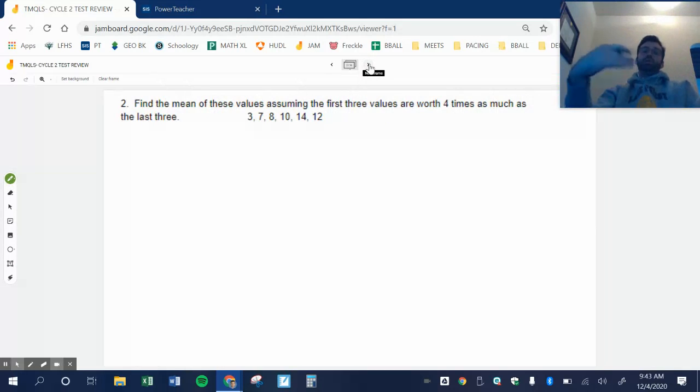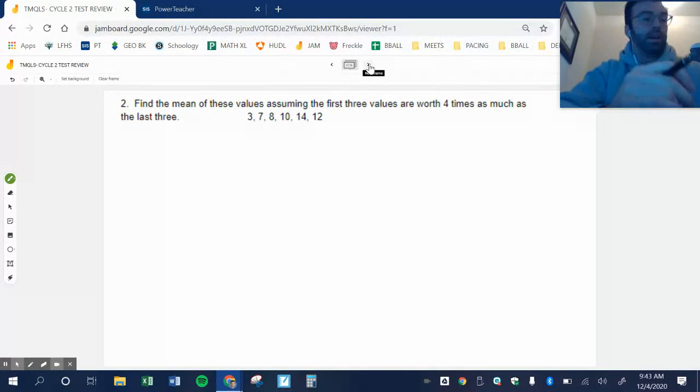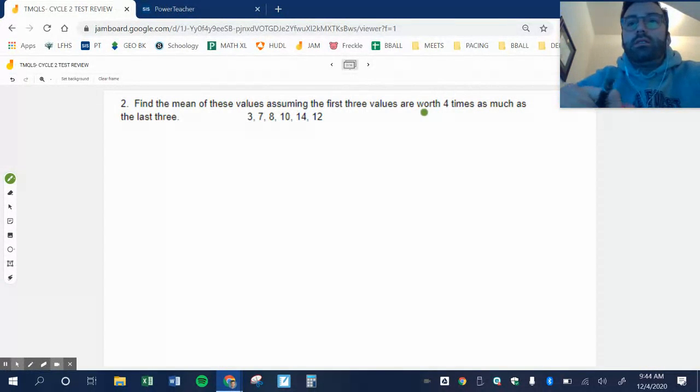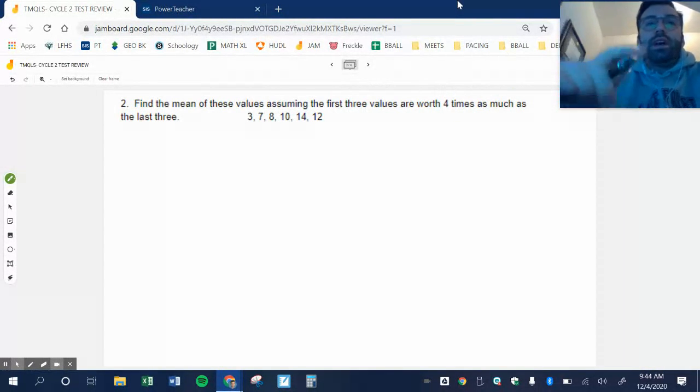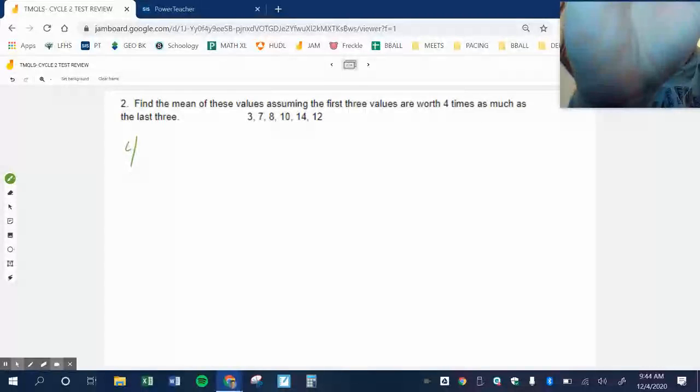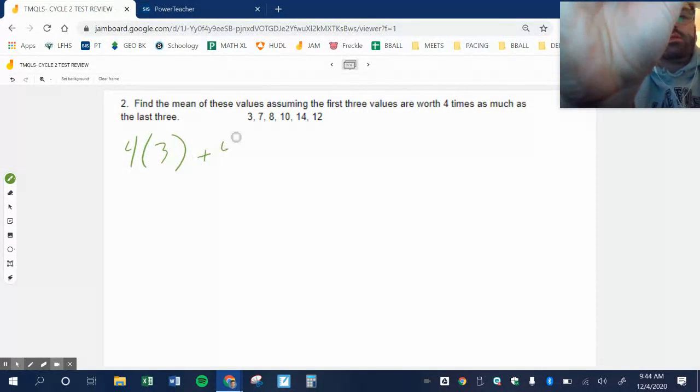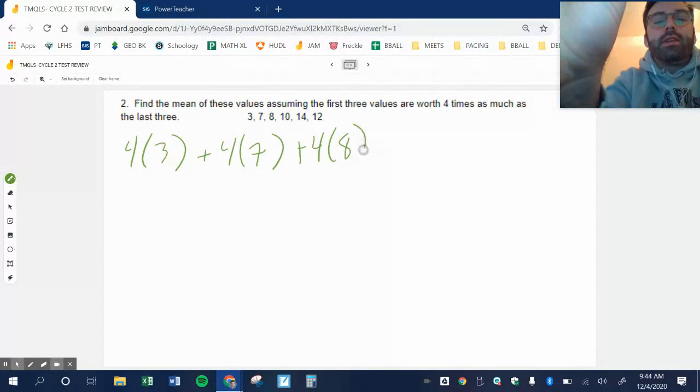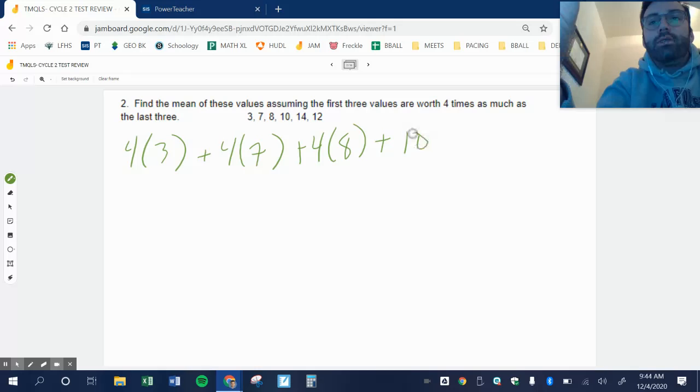Number 2 is kind of related to that. It's talking about a weighted mean. It says the first 3 values are worth 4 times as much as the last 3. So I'm going to do 4 times my first 3 numbers, and then 1 times the rest of them. I'm not actually going to write 1 times that. Actually, no, I will. There will be a reason for that, and you'll see in a second.